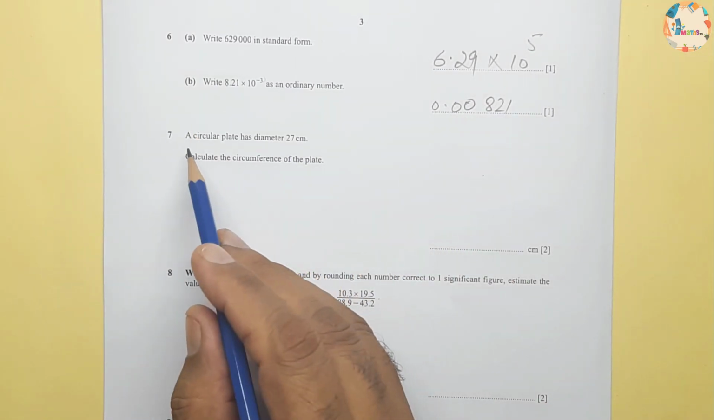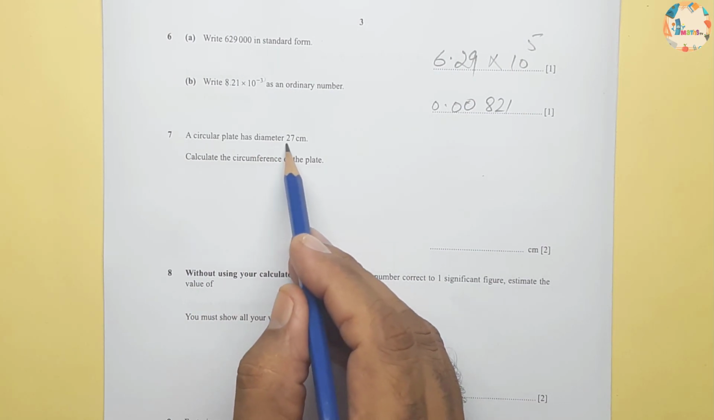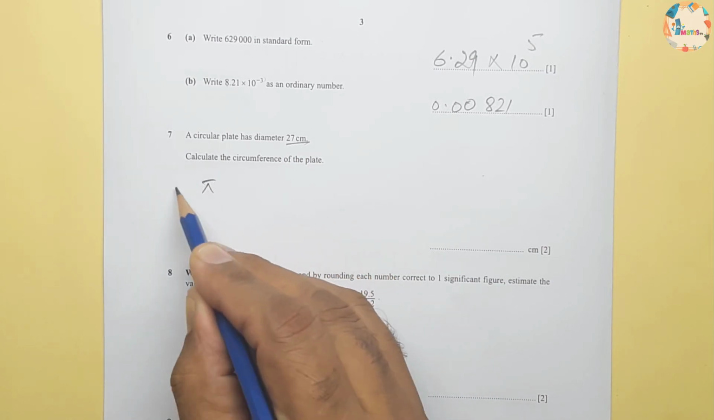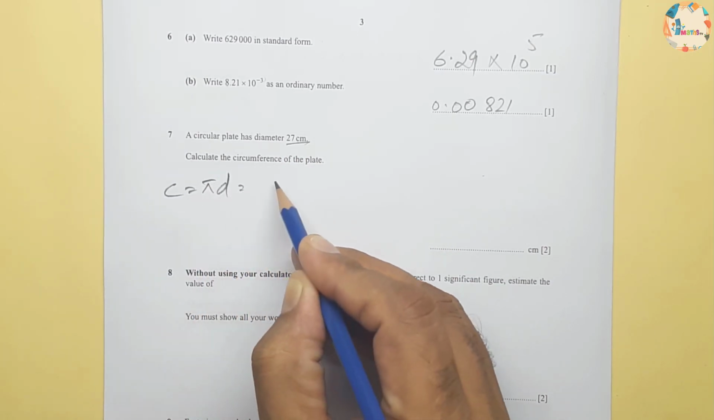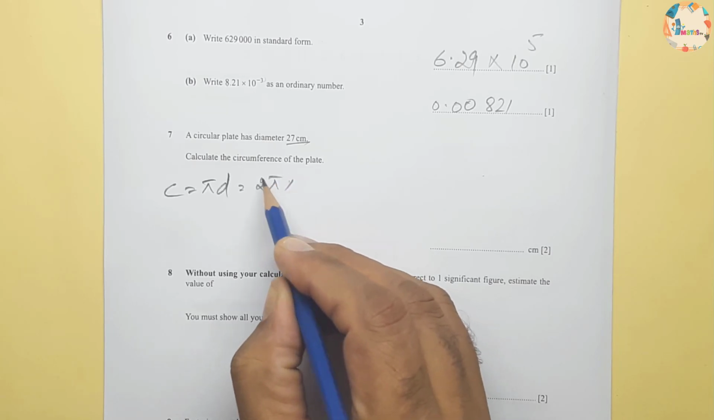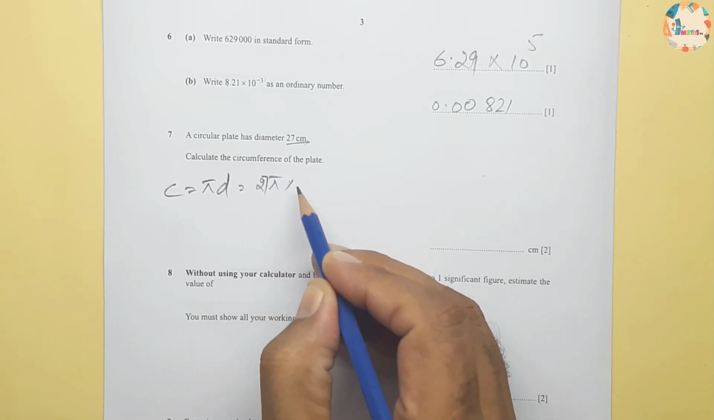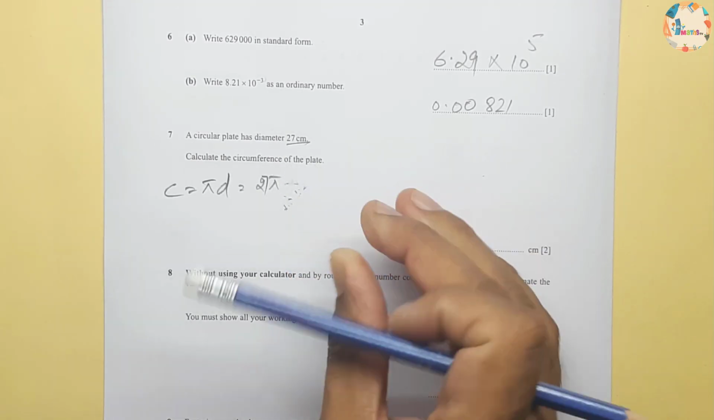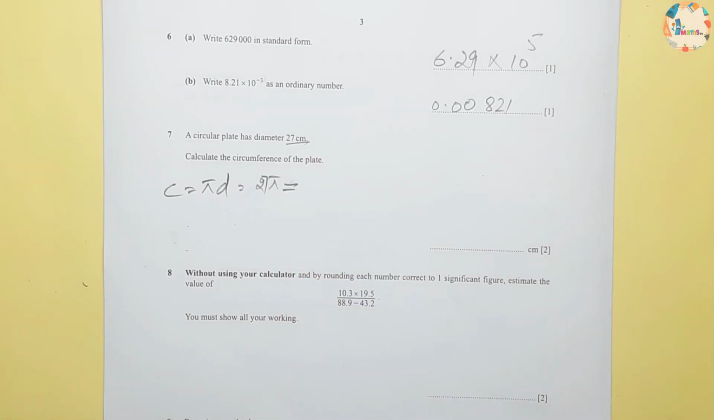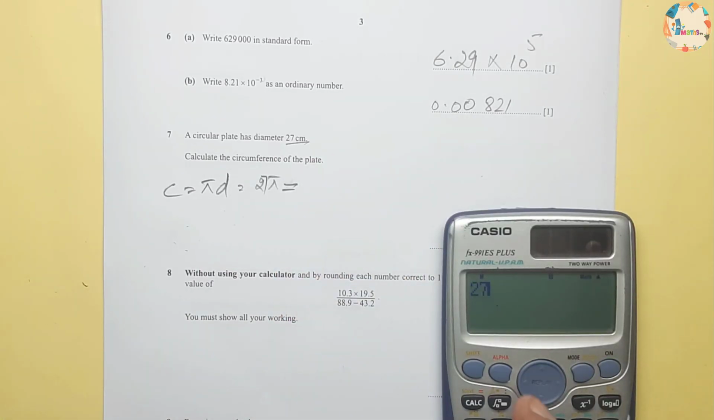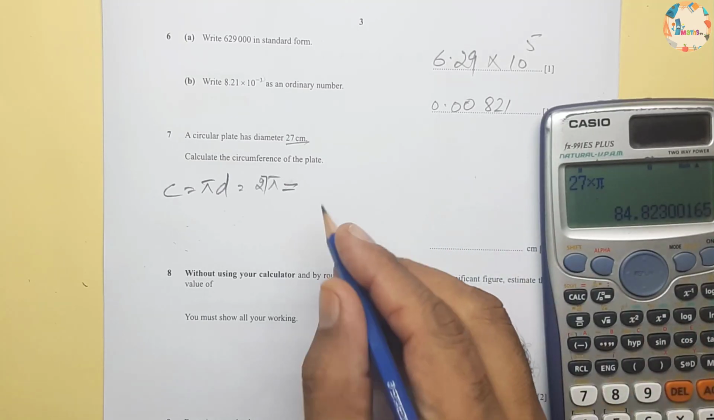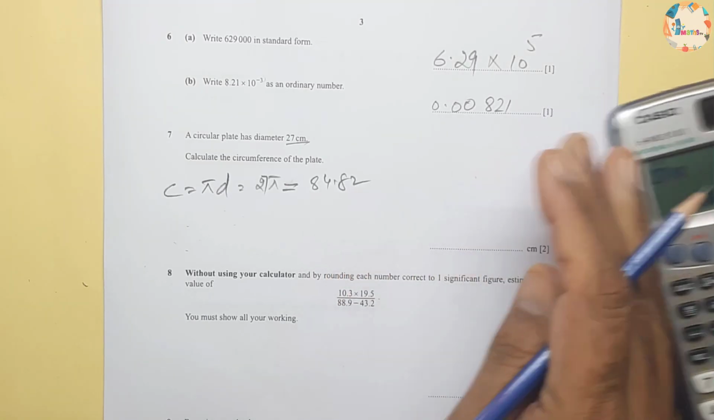Then question number 7. A circular plate has diameter of 27. Calculate the circumference. So circumference is equal to pi into d. This will be equal to 27 pi. 27 multiplied by pi will be equal to 84.82.